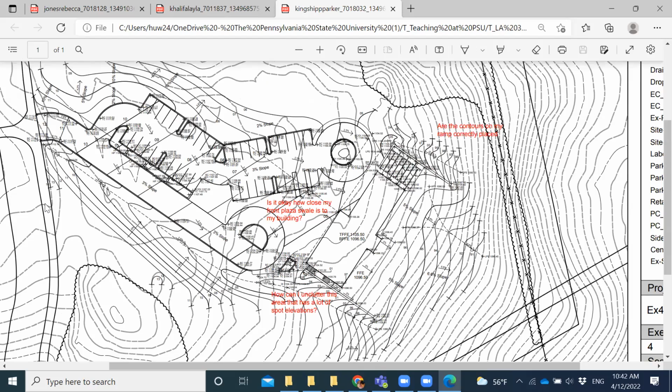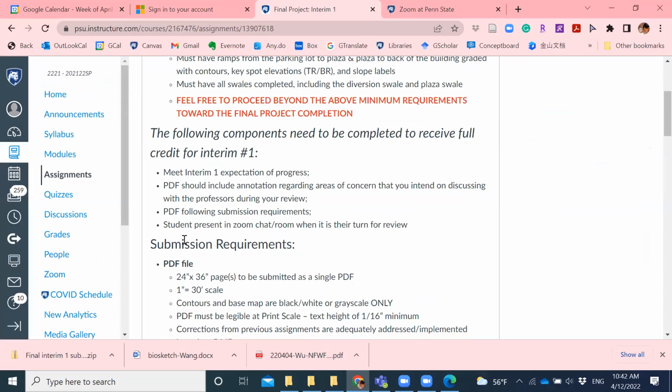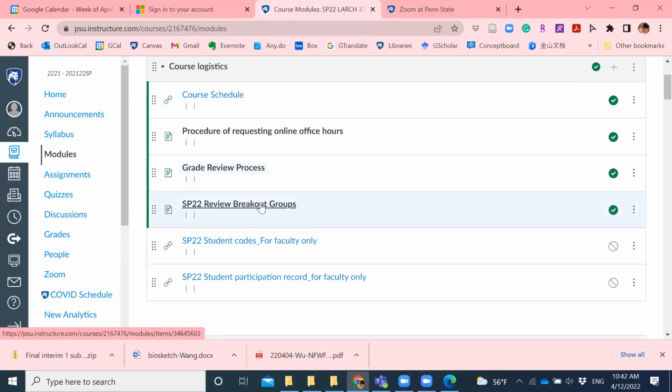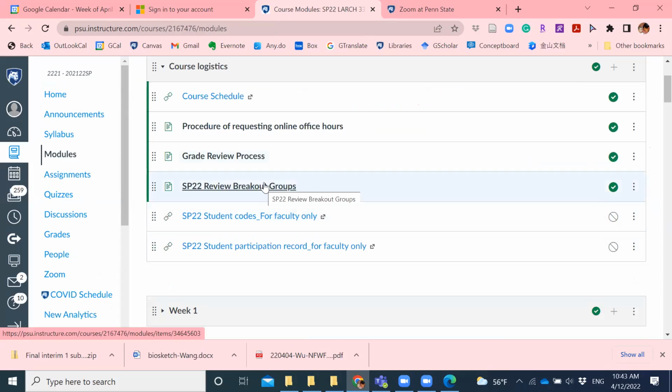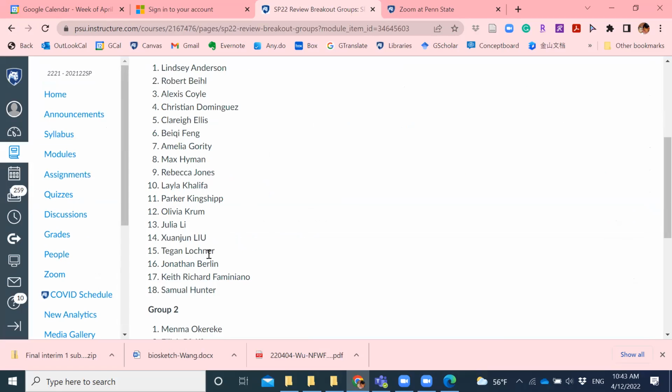Hey, Wuhong. Yeah. Am I supposed to be in Stuart's room? Sorry, I was just confused on which room I should be in. Give me a second. Tegan, you should be in this room. Okay. I think that's what the group says. Yes, you're in this room. Okay.